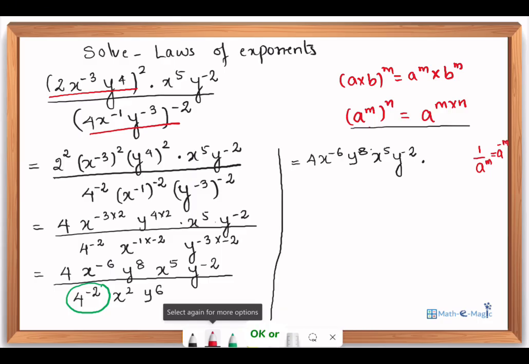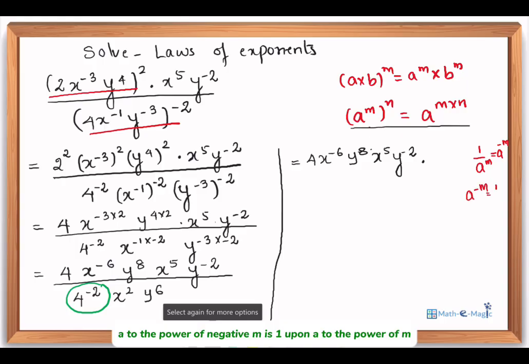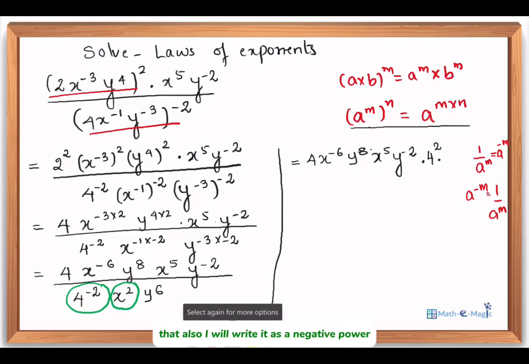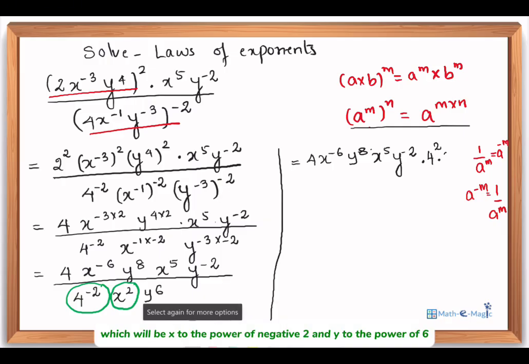Okay, or it's another way of saying that a raised to the power of negative m is 1 upon a raised to the power of m. That means if we have a negative exponent, we can write the reciprocal of it as a positive exponent. So that way we will get here 4 to the power of 2. We get this x squared that I have, that I will also write as a negative power, which will be x to the power of negative 2, and y to the power of 6 that I have, I can write as y to the power of negative 6.